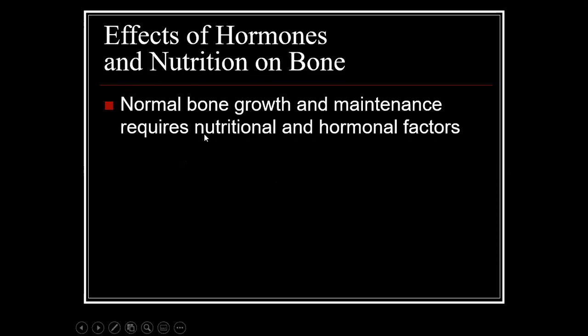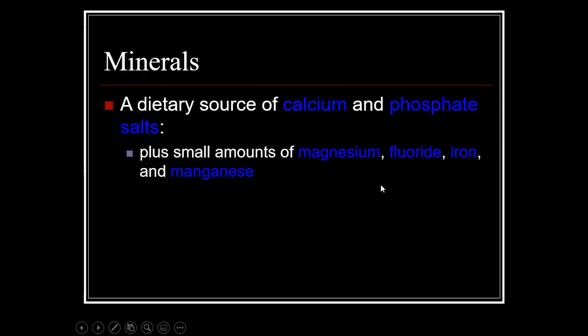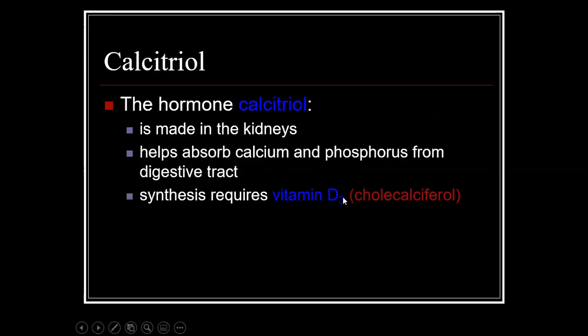Normal bone growth and maintenance requires nutritional and hormonal factors. You want a dietary source of calcium and phosphate. Your body doesn't just spontaneously create the nutrients it needs. You have to ingest them. We are heterotrophs. I was about to say hermaphrodites, which is a totally different thing, but we are heterotrophs. Plus, we also need a small amount of magnesium, fluoride, iron, and manganese to support our bones.